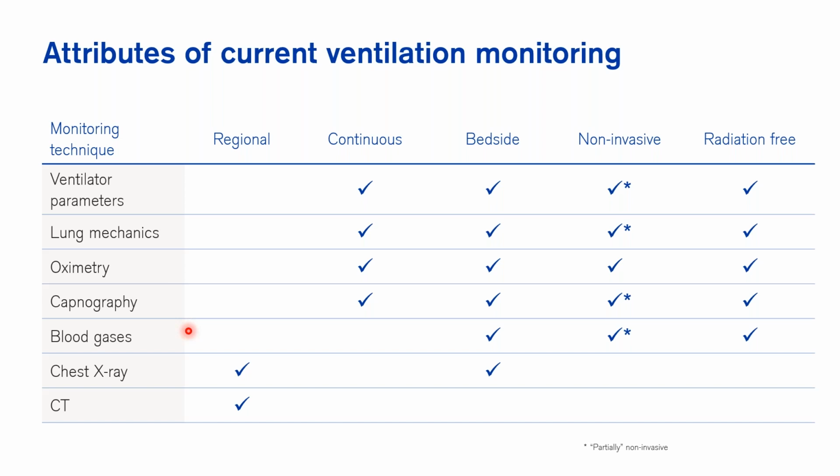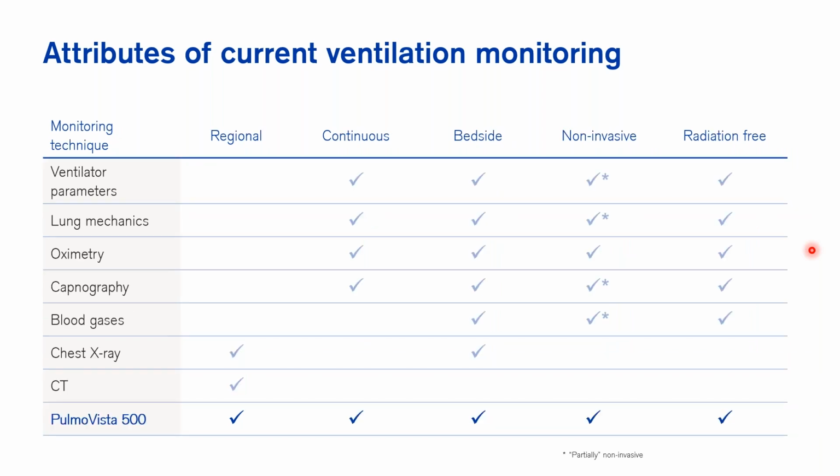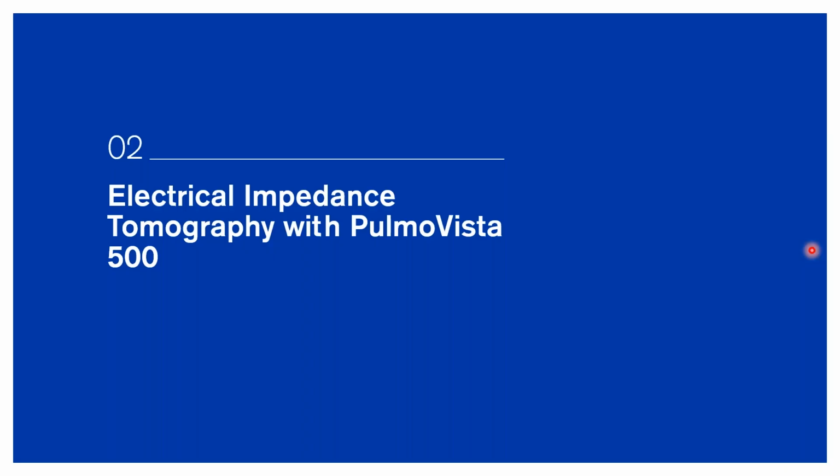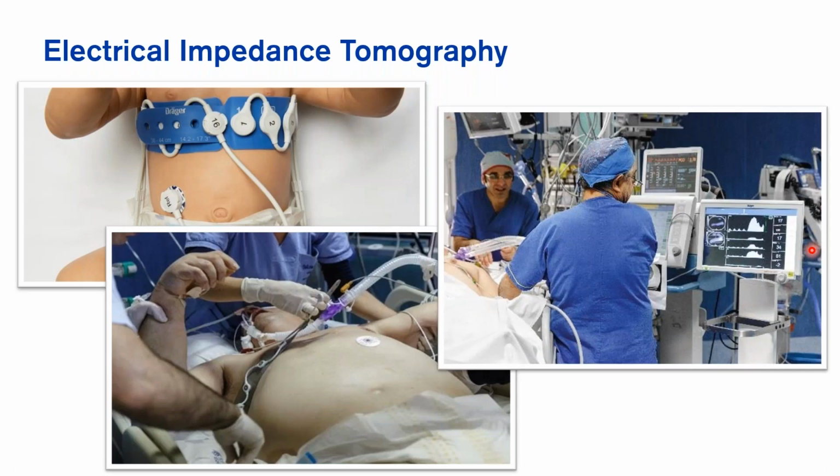So the question is, is there really a modality that combines all of the benefits of being regional, continuous, bedside, non-invasive, and radiation-free in a single device? And the answer is yes. We have the possibility to use electrical impedance tomography or a PulmoVista 500. So let's have a look at the PulmoVista 500 and electrical impedance tomography.